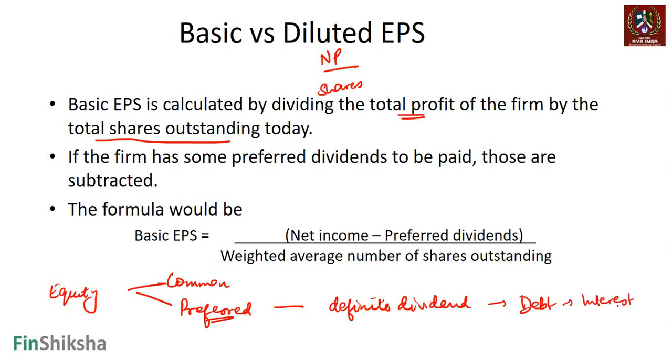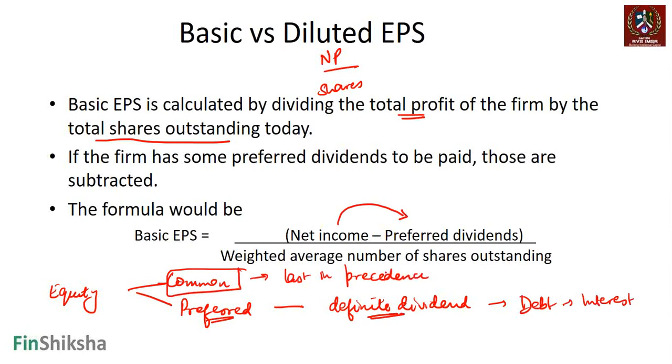So if someone gives me a loan, I'm going to give them an interest. If someone gives me money in the form of preferred share capital, I'm going to give them a definite dividend, right? So in a sense, this is like debt. This is definitely going to go. So you take your net income, from that you remove the preferred dividend because that's gone to the preferred shareholders. Only if something is left after that, that is what goes to the common stockholders. So common stockholders are last in precedence.